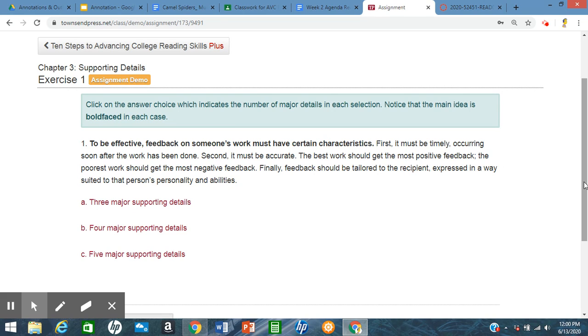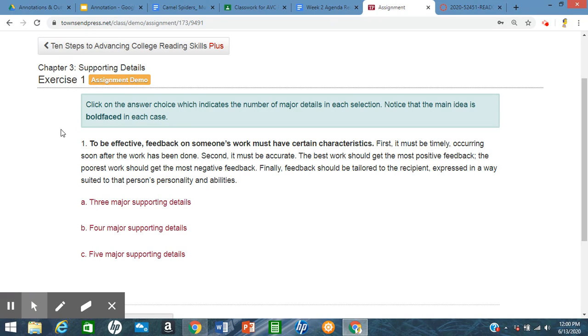So let's look here at question 1. On here, they already have taken the liberty to bold the main idea. So it says here, to be effective, feedback on someone's work must have certain characteristics. First, it must be timely, occurring soon after the work has been done. Second, it must be accurate. The best work should get the most positive feedback. The poorest work should get the most negative feedback. Finally, feedback should be tailored to the recipient, expressed in a way suited to that person's personality and ability.